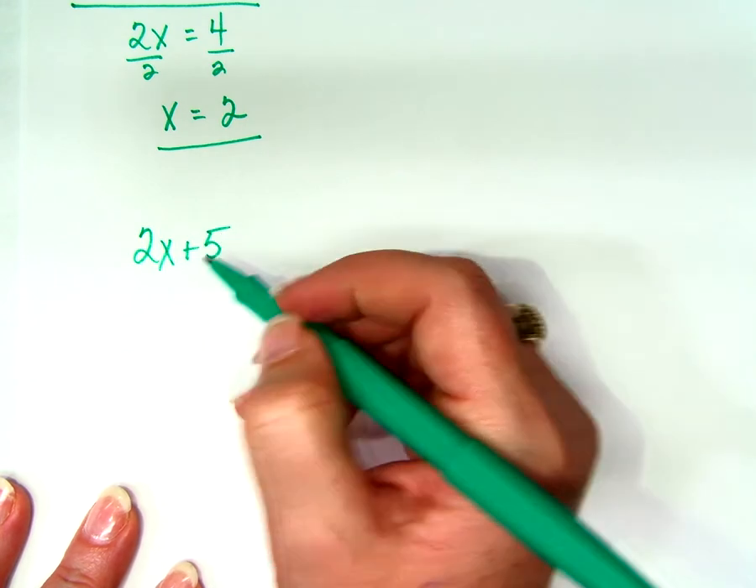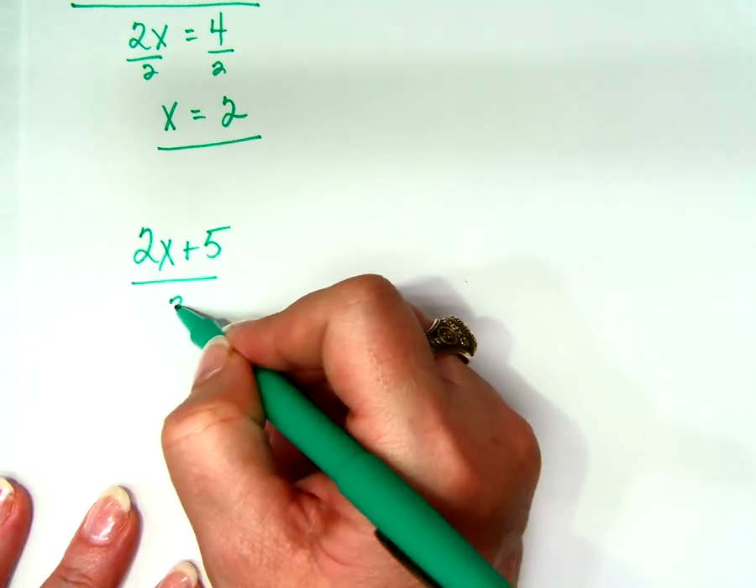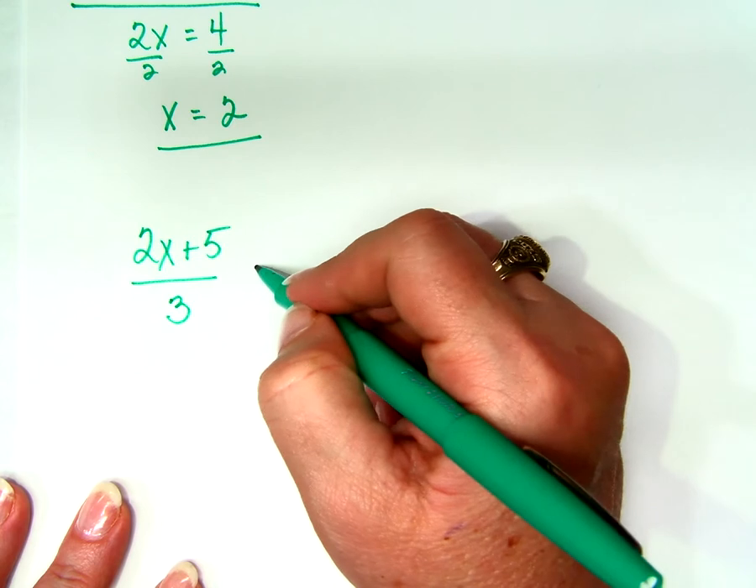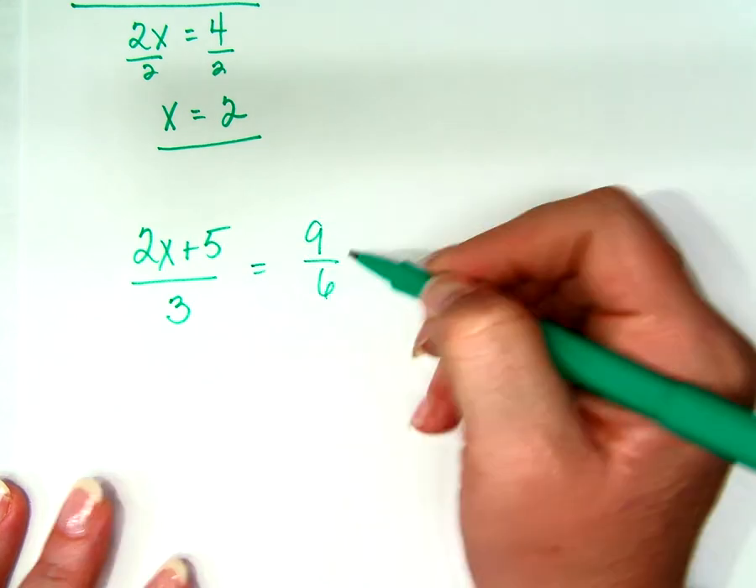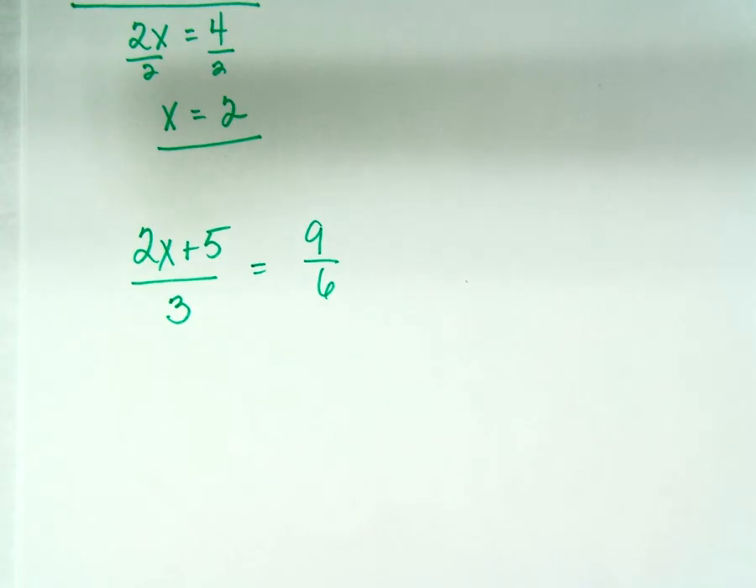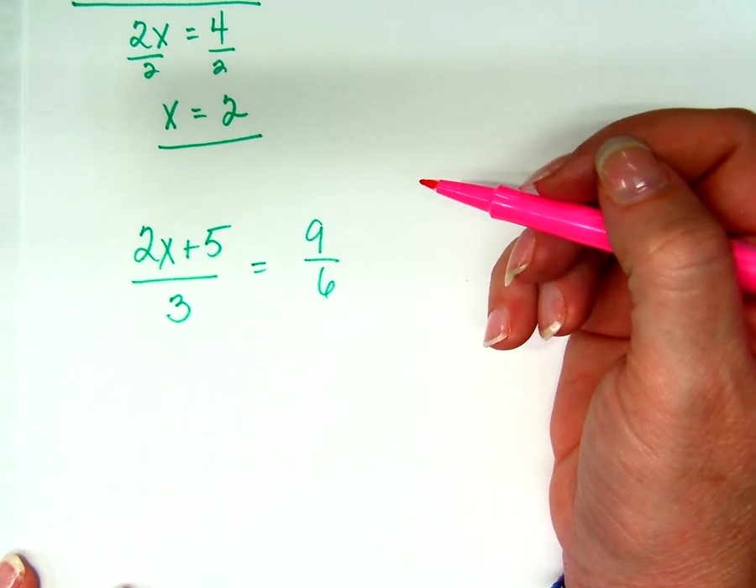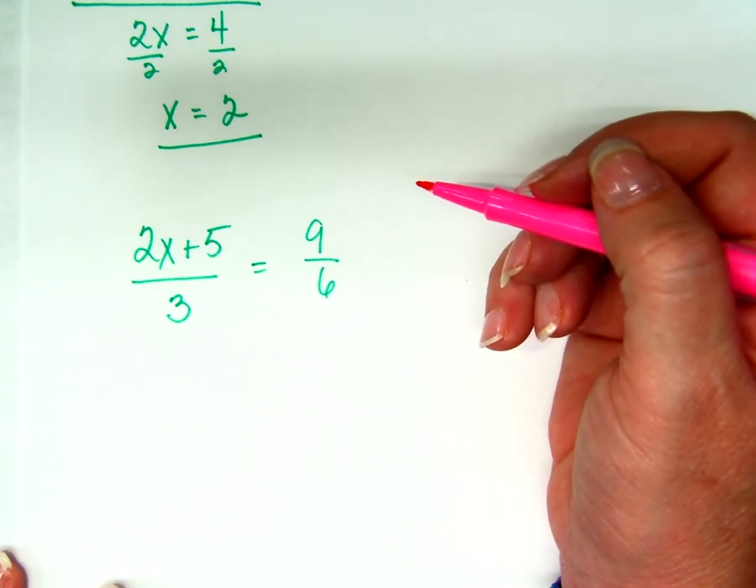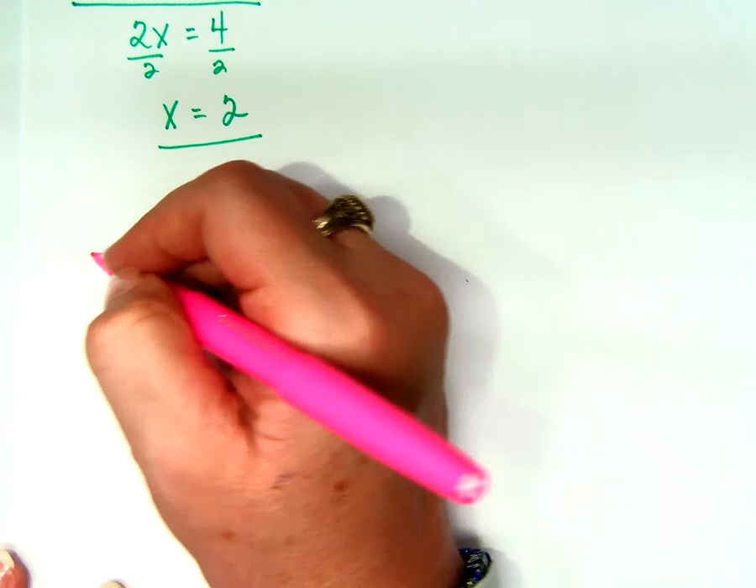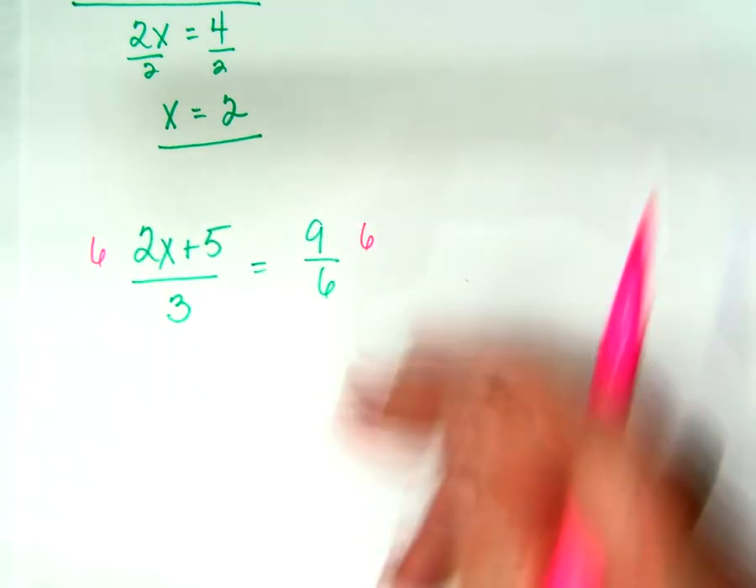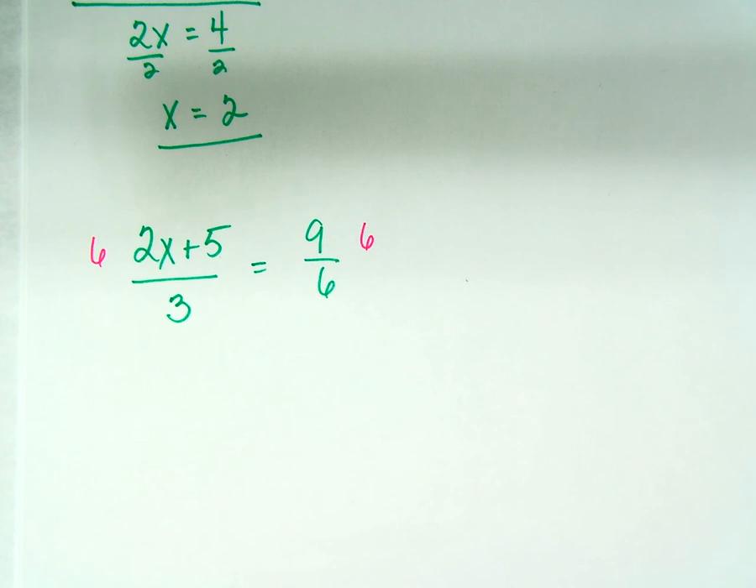with fractions, linear equations containing fractions. 2x plus 5 over 3 equals 9 over 6. Well, if we want to get rid of the denominators, which is what I'd like to do, because then we don't have to deal with them at all, I would think about what would be the common denominator between 6 and 3. And you guys know what would be? 6, right? And I would multiply both sides by 6, okay? As long as I do it to both sides, it's fine, right?